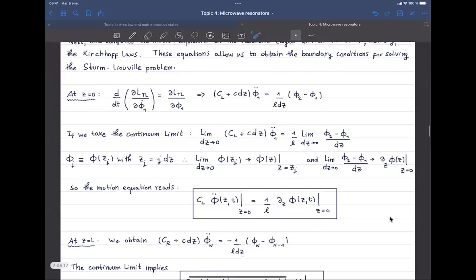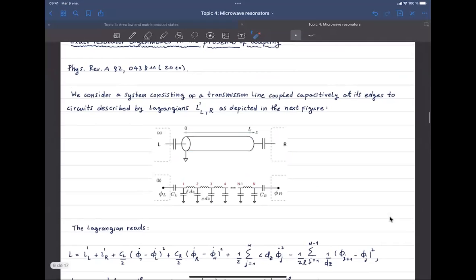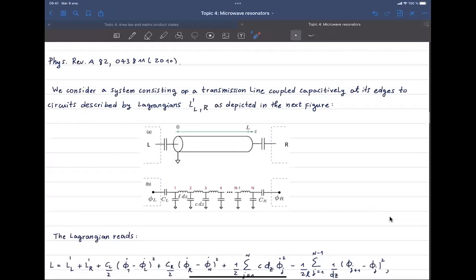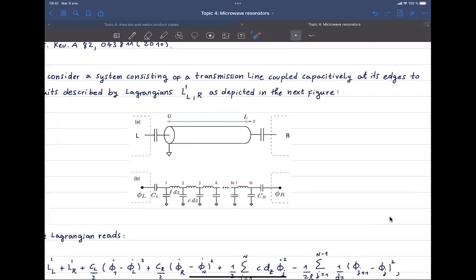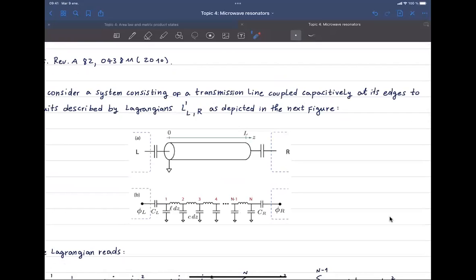In the previous lectures, we were discussing the Lagrangian for this system we have here. This is a coplanar waveguide resonator, which is essentially the central part of the transmission line. For this model, this is a very old problem, quite similar to the one where you have mechanical oscillators coupled together in a 1D array.